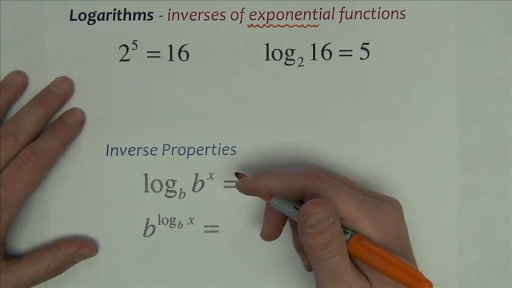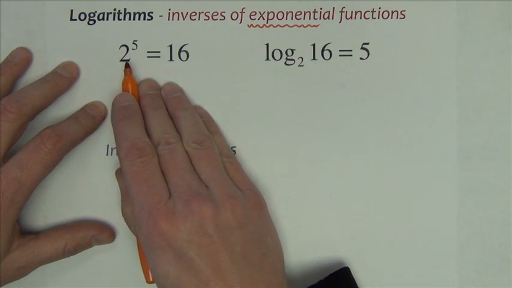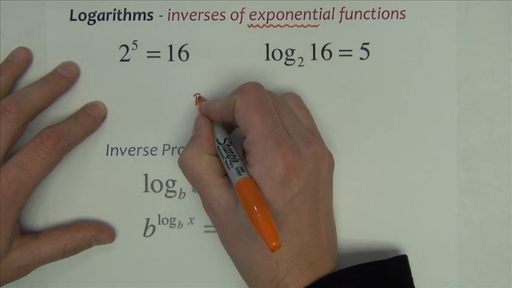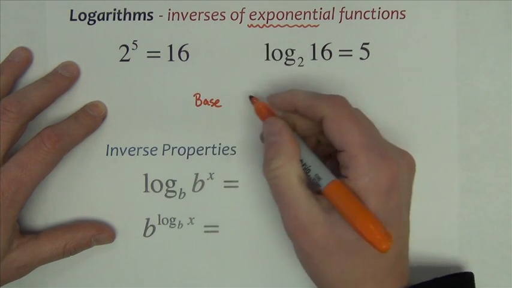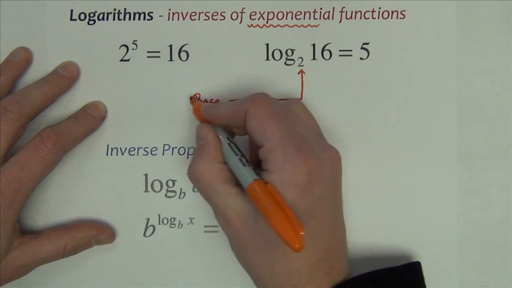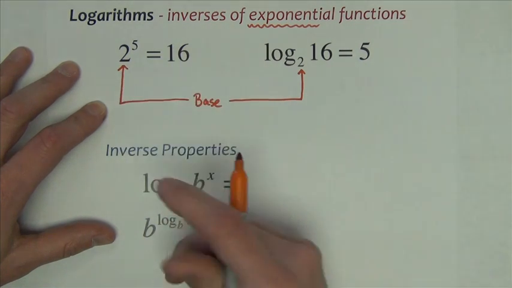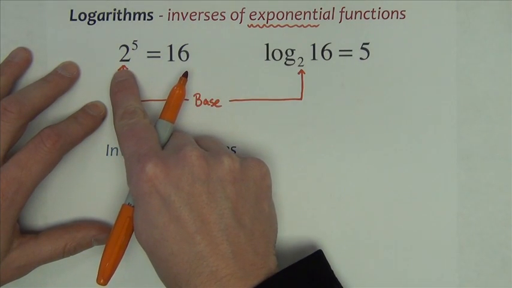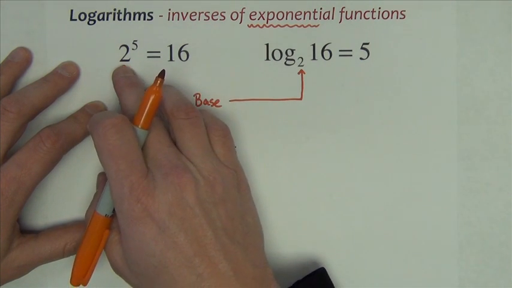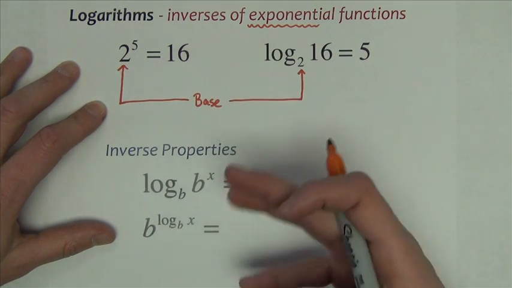Notice that when going from an exponential form to a logarithmic form, there are some commonalities. The base is the same number in both expressions. The base is the large number beneath the exponent, so this is a base 2. This is a logarithm base 2. So those are going to match.